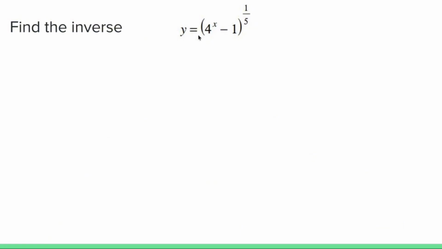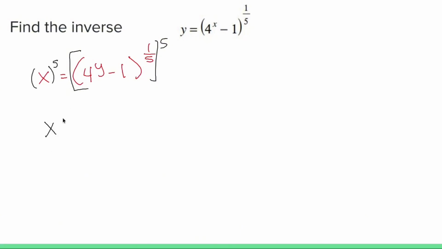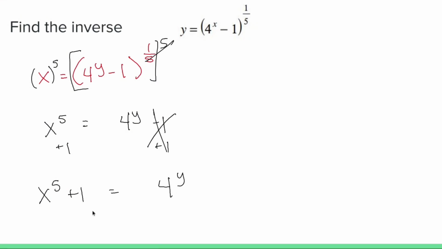Tricky, tricky, tricky. Find the inverse of y equals parentheses 4 to the x minus 1 to the 1/5. The first step of finding an inverse is swapping the x and the y. So x is going to equal 4 to the y minus 1 to the 1/5. Now, what I probably want to do is get rid of that 1/5. So let's take the 5th power of both sides. That gets me x to the 5th equals, these guys cancel out, so 4 to the y minus 1. Let's add 1 to both sides. So that gets me x to the 5th plus 1 equals 4 to the y.